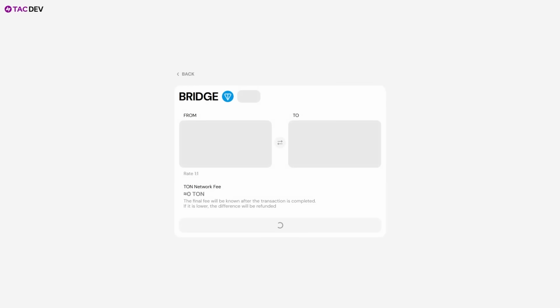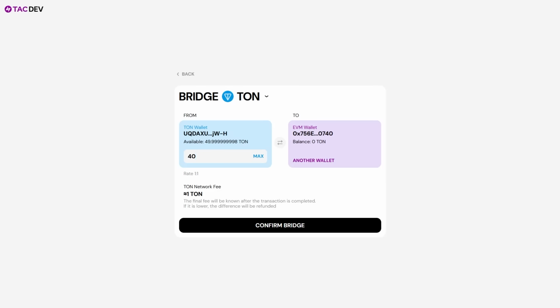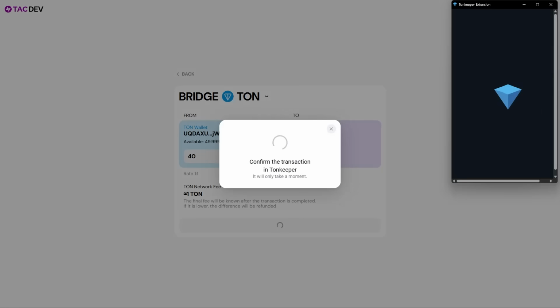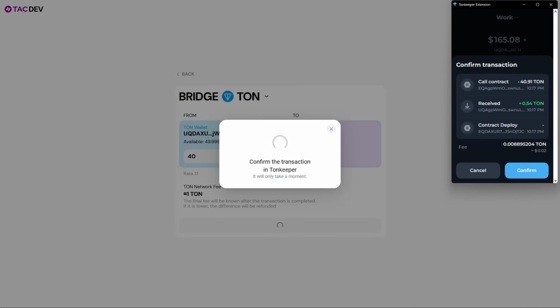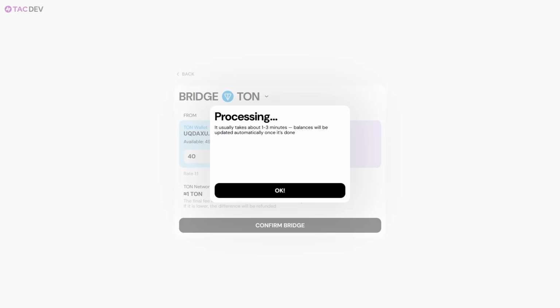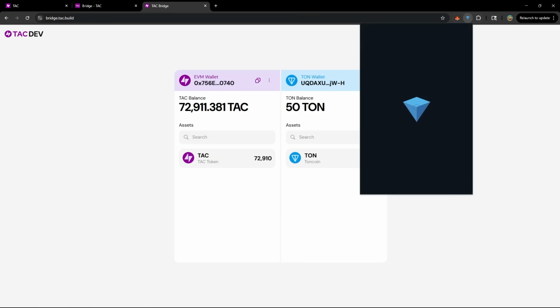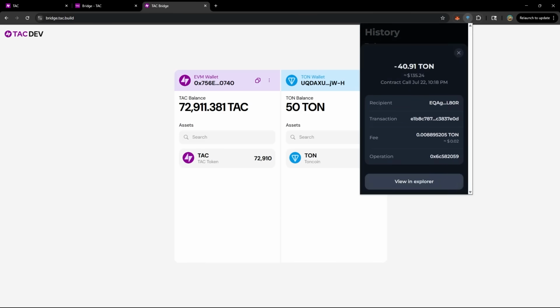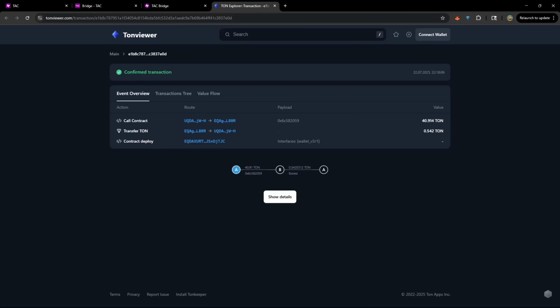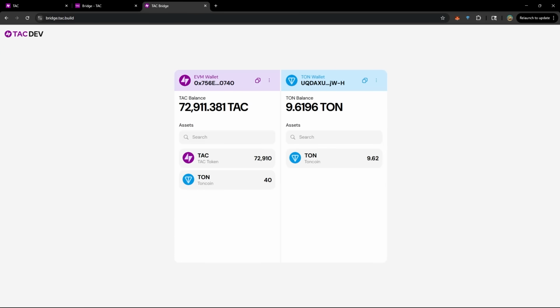The process is rather straightforward. I select the amount of TON that I wish to send, and the bridge knows exactly where it's going because I already connected my other wallet. After confirming the transaction, it will be submitted to the blockchain. Bridging is not, and essentially cannot, be instant. It is perfectly normal for the bridging of assets to take anywhere between 5 and 15 minutes. In this particular case, the TON to TAC bridge only has us wait about 45 seconds.